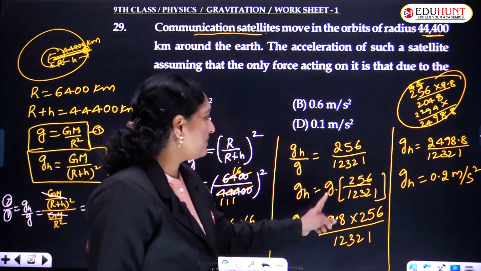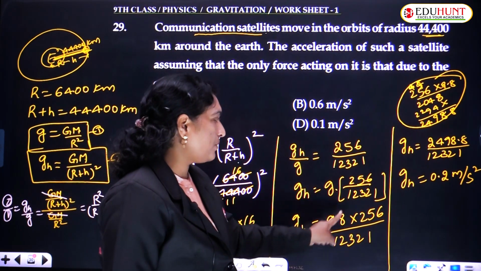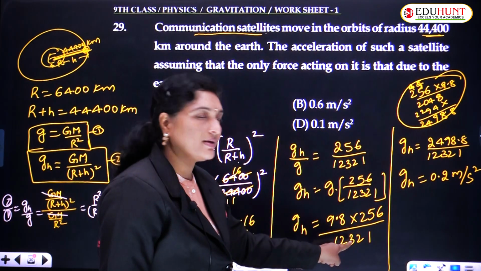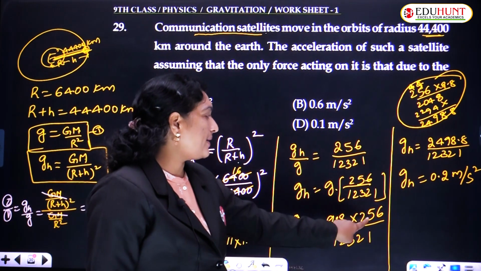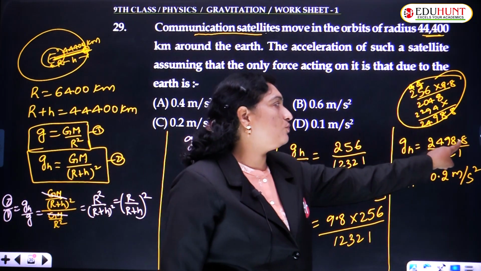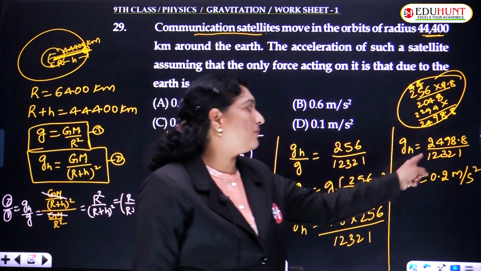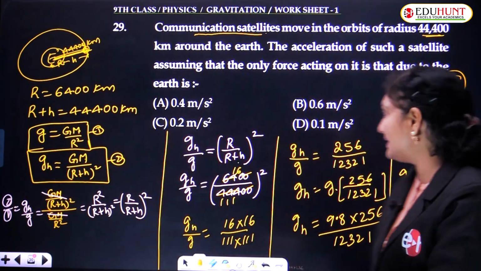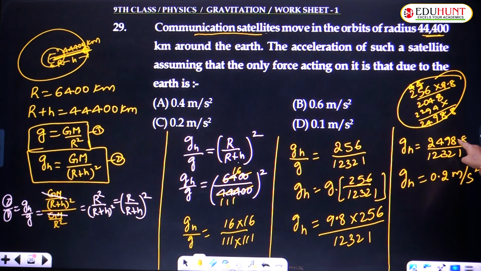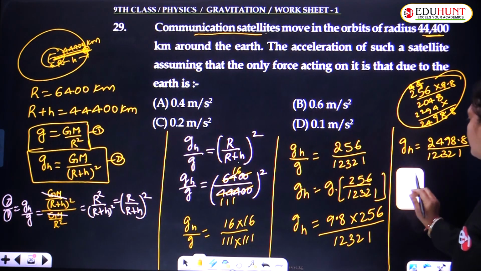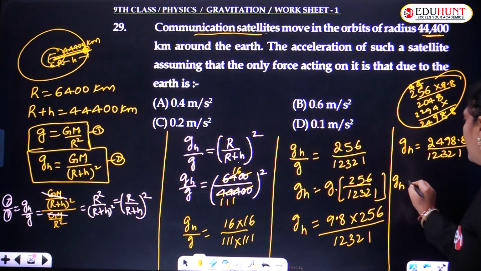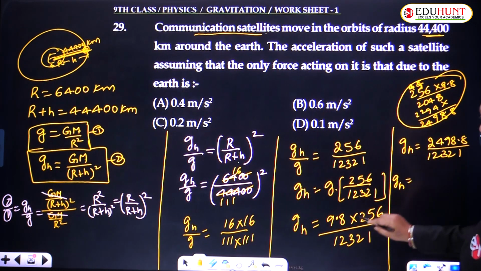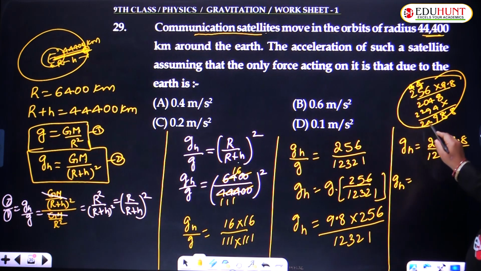So what I did is, g value I considered as 9.8. This is 256 and this is 12321 as it is. I multiply 9.8 with 256 to get 2498.8 upon 12321. So what I did is, I took this decimal in. So this will become 24988 into 10 power. I'll just show it to you. So g' will be equals to, after multiplying 9.8 with 256, I got it as 2498.8.